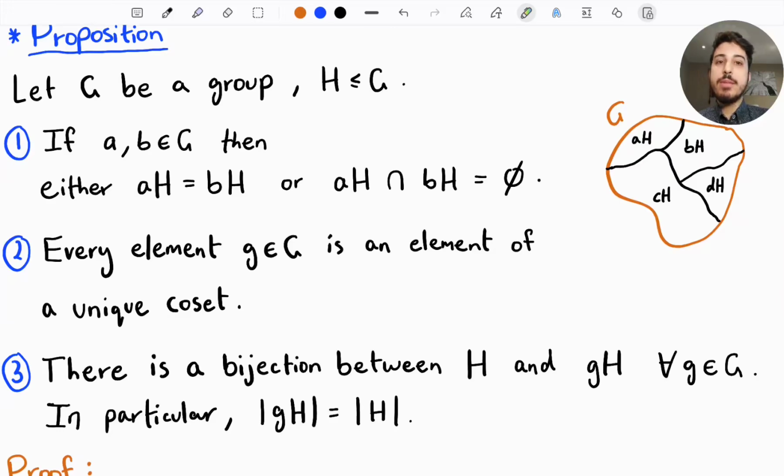Number 3, there is a bijection between the subgroup H and the coset gH no matter the choice of g. In particular, the cardinality of gH is always going to be equal to the cardinality of H. The number of elements in gH is always equal to the number of elements in H, giving us a new meaning to quotient. It is new but also familiar, because a quotient is what exactly?